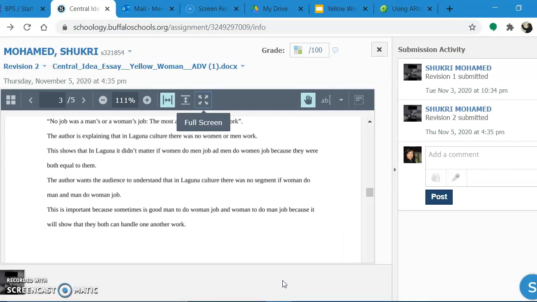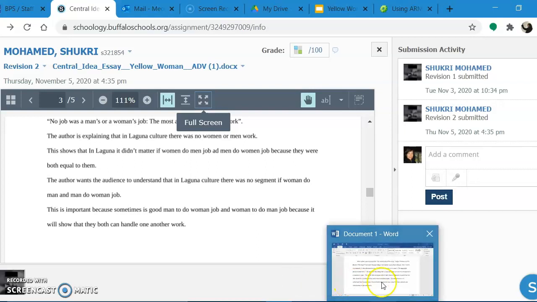This is important because sometimes it is good man to do woman job and woman to do man job because it will show that they can both handle one another's work. Okay, good. I like the intentions here, and we're just going to substitute some of the words for more clear formal grammar. This is important because sometimes it's good man to do woman job and woman to do man job because it will show that they can both handle one another's work.